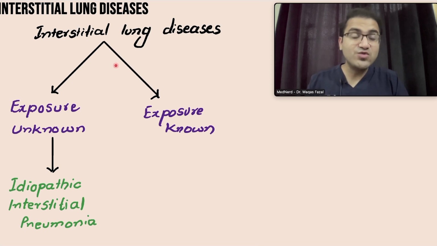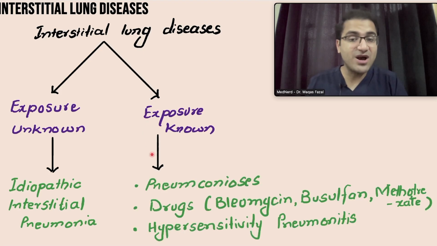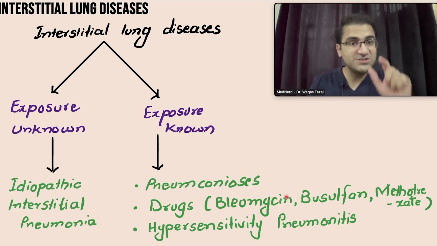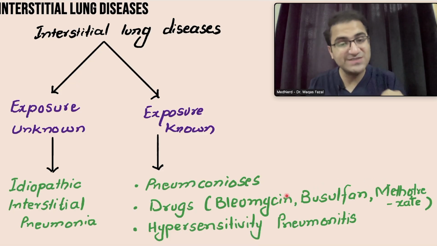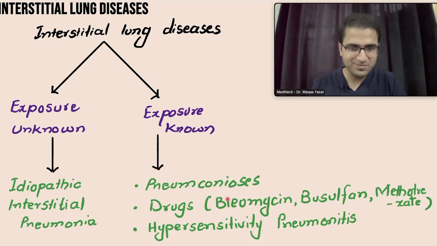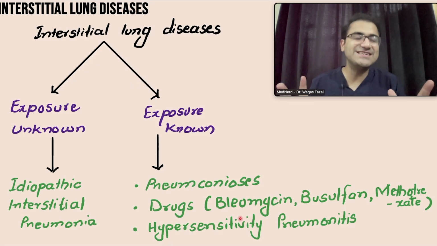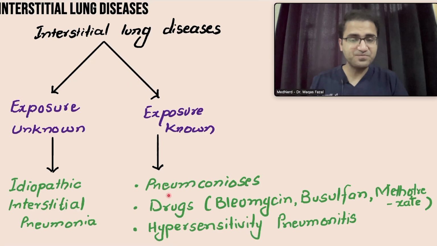In many cases, you will be able to find the exposure. When the exposure is known, it can be either a pneumoconiosis. What is pneumoconiosis? We'll discuss that in detail. Or it can be drugs like bleomycin, busulfan, methotrexate. Must memorize these drugs because these drugs are commonly asked in exams. Hypersensitivity pneumonitis can also result in interstitial lung disease. What is hypersensitivity pneumonitis? We will discuss that in detail in our video series.